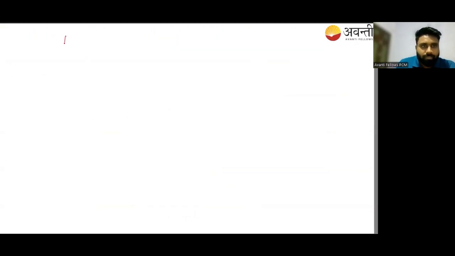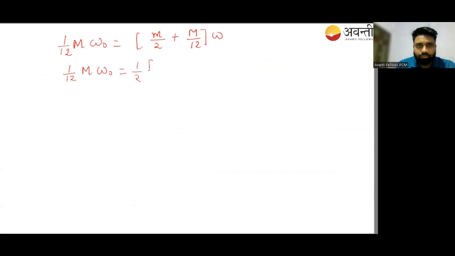So in the next part, it is 1 by 12 capital M omega naught is equal to small m by 2 plus capital M by 12, into omega. You can take 1 by 2 also common. So it will become 1 by 12 capital M omega naught equals 1 by 2 times small m plus capital M by 6. We have taken 1 by 2 as common, so this 2 will cancel this out. It is 6 times m now. Take the LCM over here.